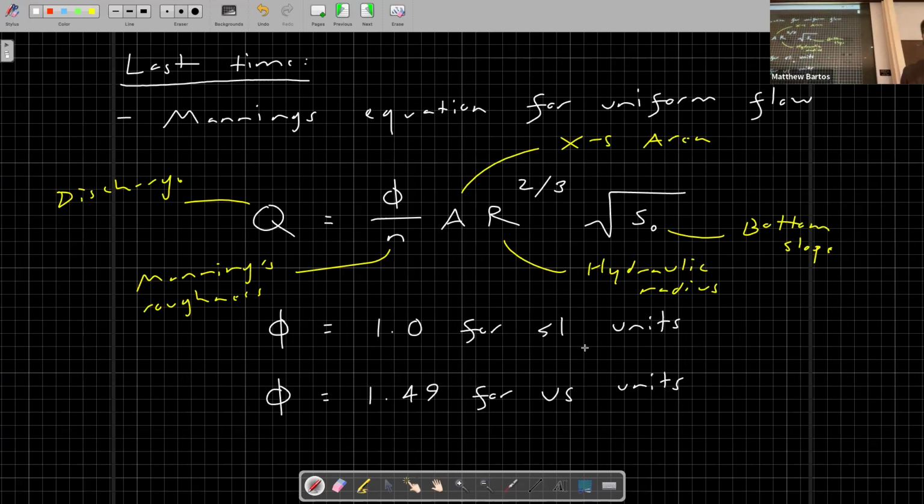So if we have SI units, the discharge will be in what units? Cubic meters per second. If we're in US units, that discharge will be in cubic feet per second. So remember, there are certain units that we have to use with Manning's equation. All of the dimensions will be either in feet or meters. The flow rate will be in cubic meters per second or cubic feet per second.